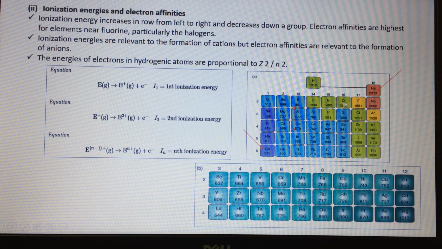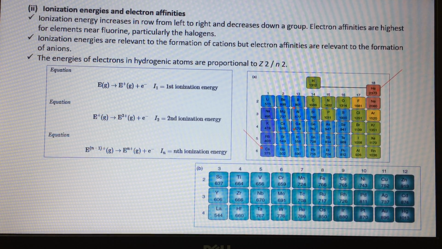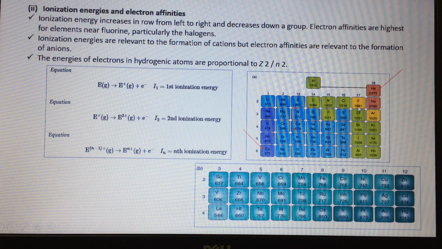Why is this electron affinity more? Because this is also a region of high electronegativity, as well as this group being very near to the inert gas elements. That's why the electron affinity is more in the case of fluorine than other elements.